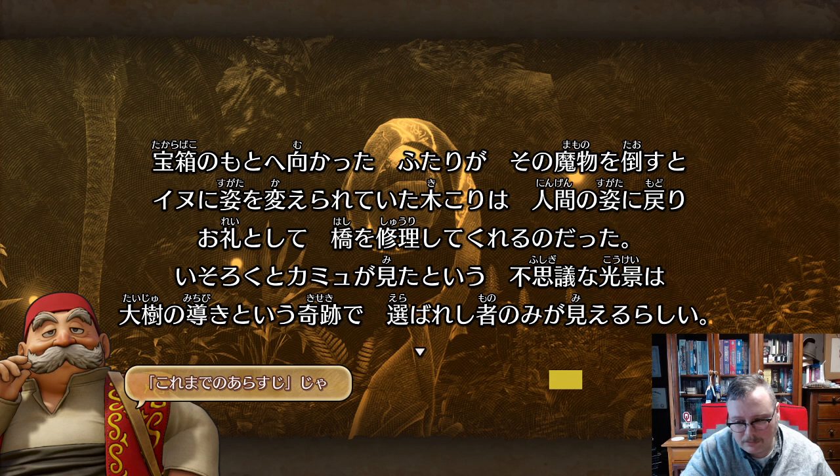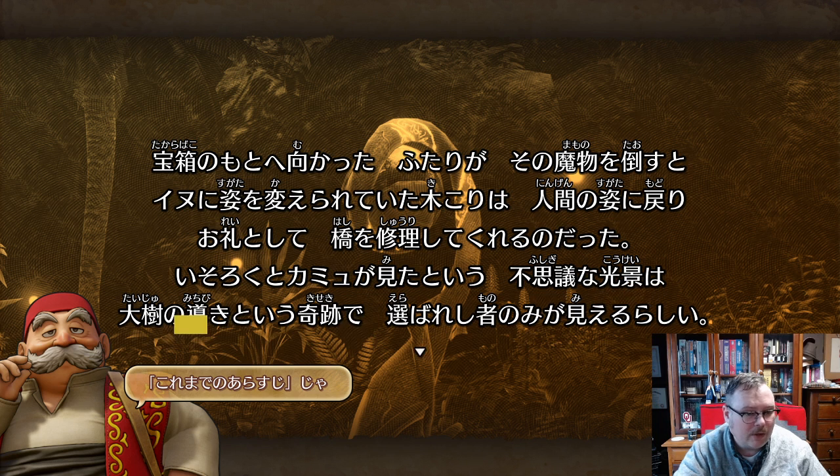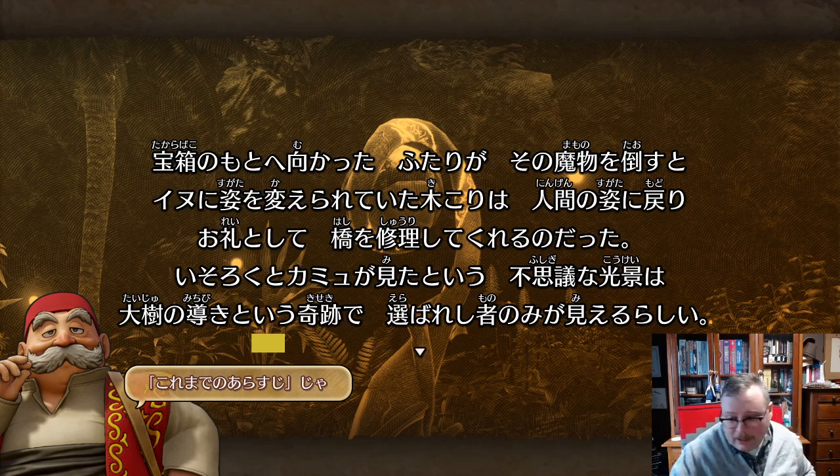Let's put that into understandable English. And here we go. Isoroku to Kamyu ga mita toyu fushigi na koukei wa taiju no michibiki toyu kiseki de erabareshi mono nomi ga mieru rashi. All right. So the mysterious scene that Isoroku and Kamyu saw is only able to be seen, so it is said, by the chosen one, Erabareshi Mono, the chosen one, as it is a miracle of the guidance of the great tree. It ain't Shakespeare. All right.